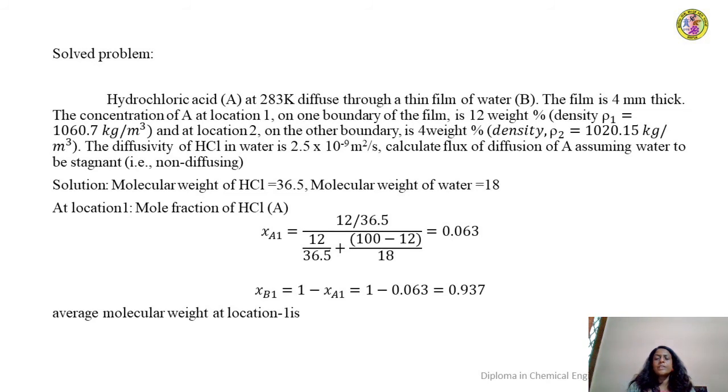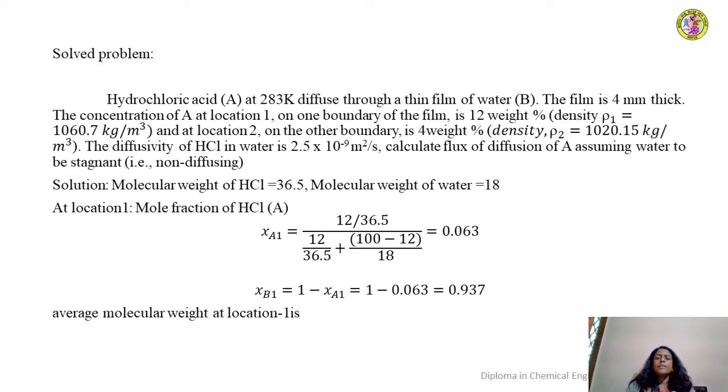So here the concentration is given in terms of weight percent, and in bracket, for the purpose of conversion to mole percent, they have given the density. So the density at that boundary, that is at the starting location of the diffusion, rho 1, is equal to 1060.7 kg per meter cube, and at location 2 on the other boundary of the water film, the concentration of HCl is 4 weight percent.